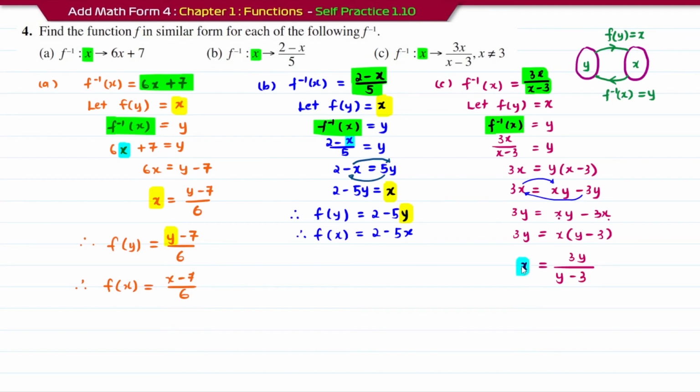So the x is equal to the f of y. So therefore, the f of y is equal to 3y over y minus 3. So the f of x, then we're going to change the y to x. So 3x over x minus 3. So in this case, our x cannot be equal to 3.